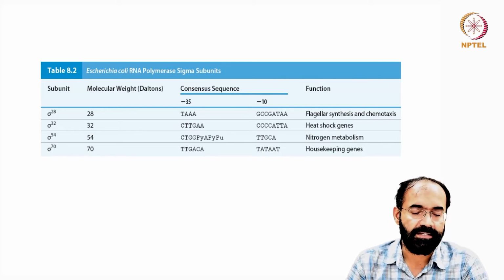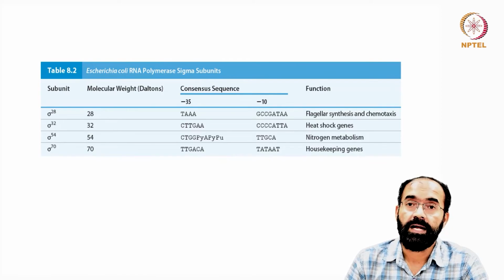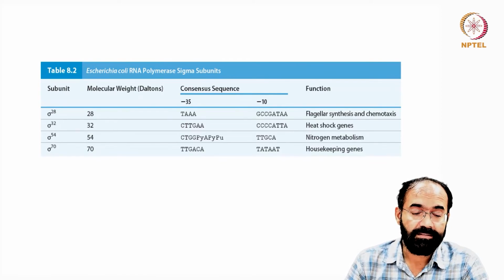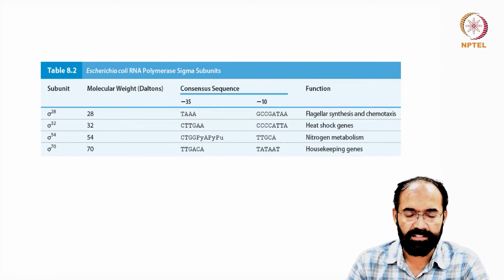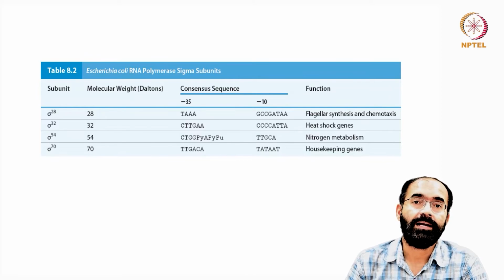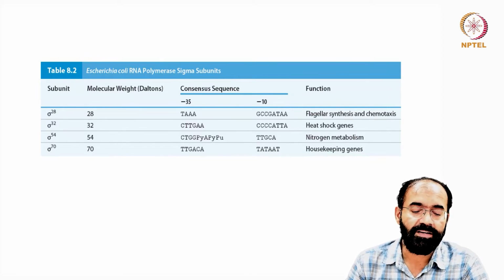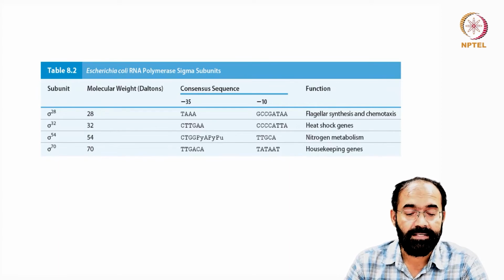Say sigma 28. Basically, it is 28 Dalton. 28 Dalton is its molecular weight, the sigma factor, and sigma 32 means 32 Daltons. Sigma 54, 54 Daltons. Sigma 70, 70 Daltons. So sigma factors are different and their molecular weight also differs. Accordingly, they have their own unique consensus sequence, minus 35 and minus 10.